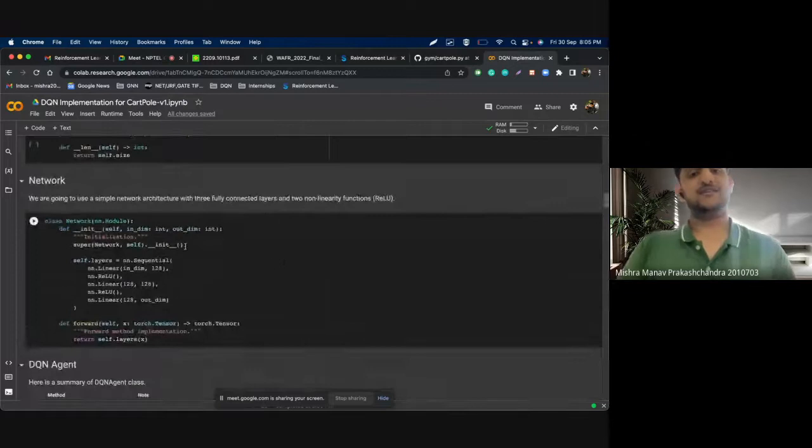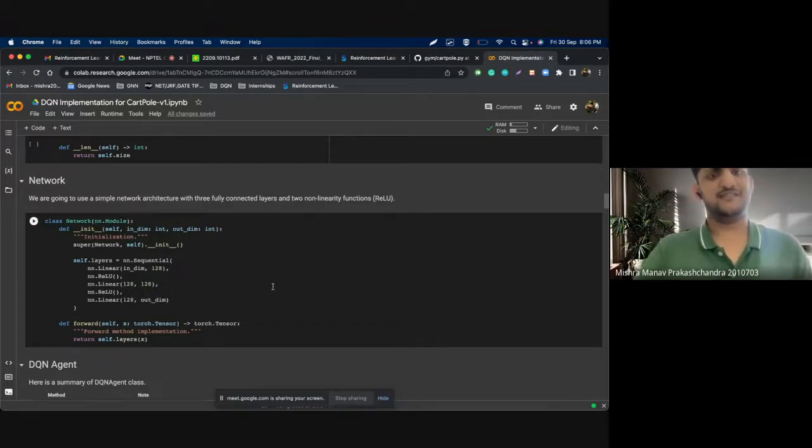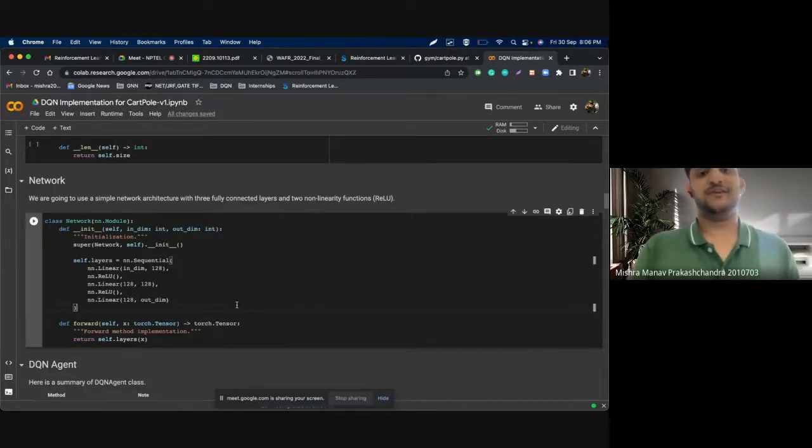And this is your DQN network. Here we are using PyTorch. PyTorch is a library for deep learning. They typically work with a data structure known as a tensor. PyTorch is useful because the code that they have for tensors is very similar to working with a NumPy array. So it's easier to work with PyTorch, but still people prefer TensorFlow. These are two different deep learning libraries.